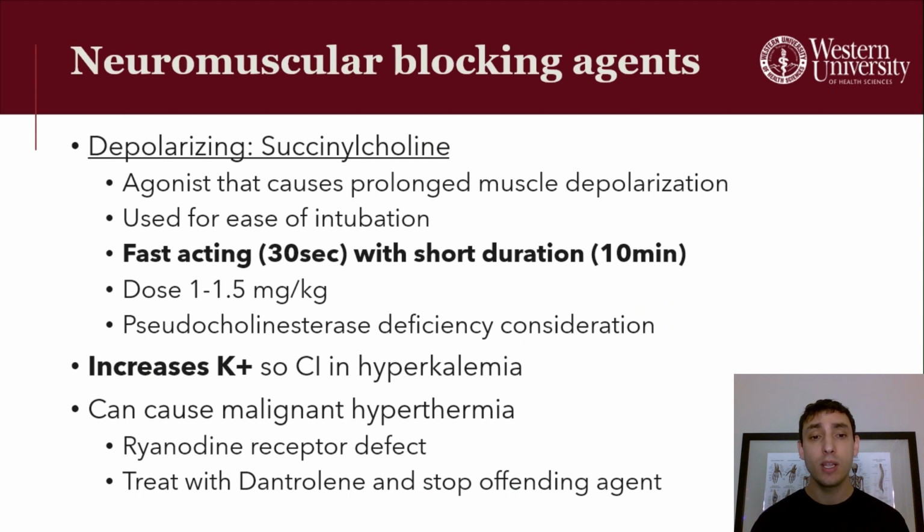Consider that your patient might have a pseudocholinesterase deficiency. So if you just use succinylcholine and they're paralyzed much longer than you thought they would be, then this is probably the reason. Also, it increases potassium due to that muscle action. So you want to be really careful in a patient with hyperkalemia. It can trigger malignant hyperthermia as well, which is a ryanodine receptor defect in the muscle. If you are unfortunate enough to see a patient with malignant hyperthermia, call for help, but you want to quickly stop the offending agent and treat with dantrolene as appropriate.